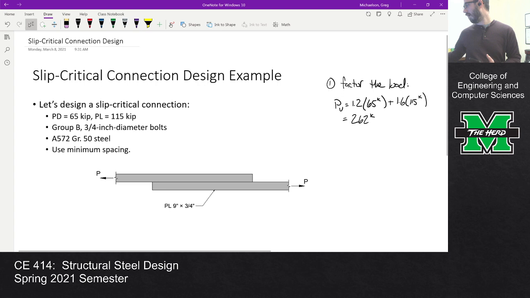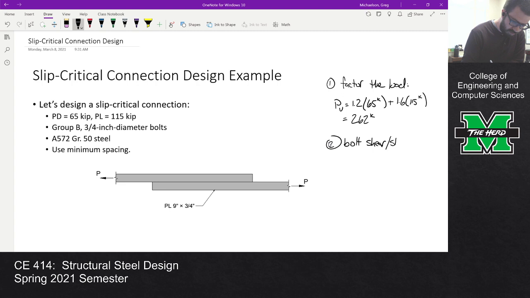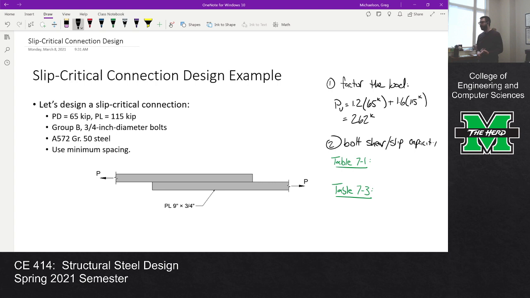Okay, good. All right. So now, instead of just the bolt shear capacity, let's look up the bolt shear and the bolt slip capacity. So from table 7-1 and table 7-3. So let's start off with table 7-1. So we have group B, 3/4 inch diameter bolts. What about the threads? Are they included or excluded?